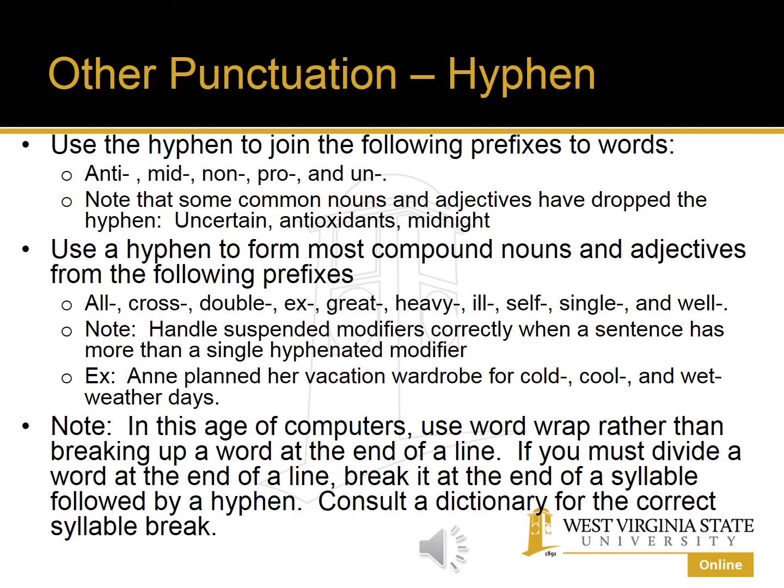So we indicate that by putting a hyphen after the modifier, followed by a comma, and then in the last one before the noun, we do not have a comma, we just have the hyphen followed by the noun. So that's a way to handle multiple hyphenated modifiers.